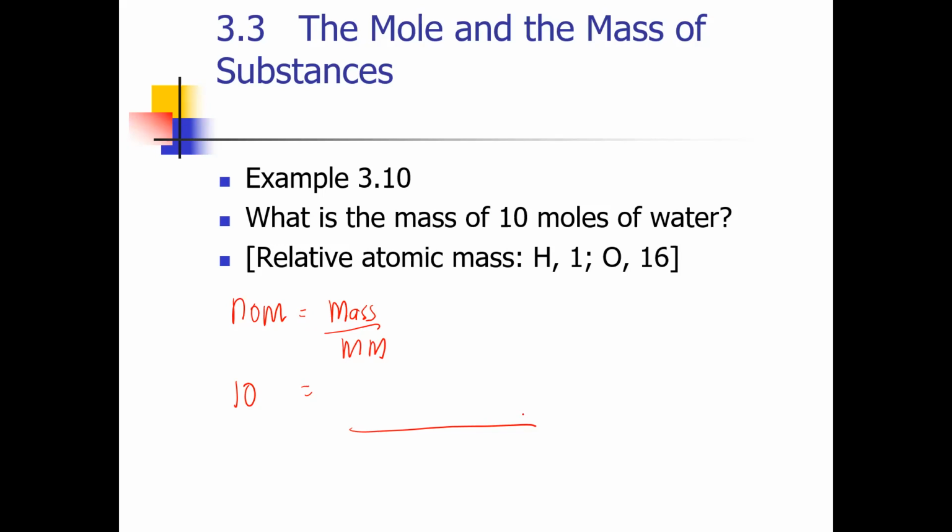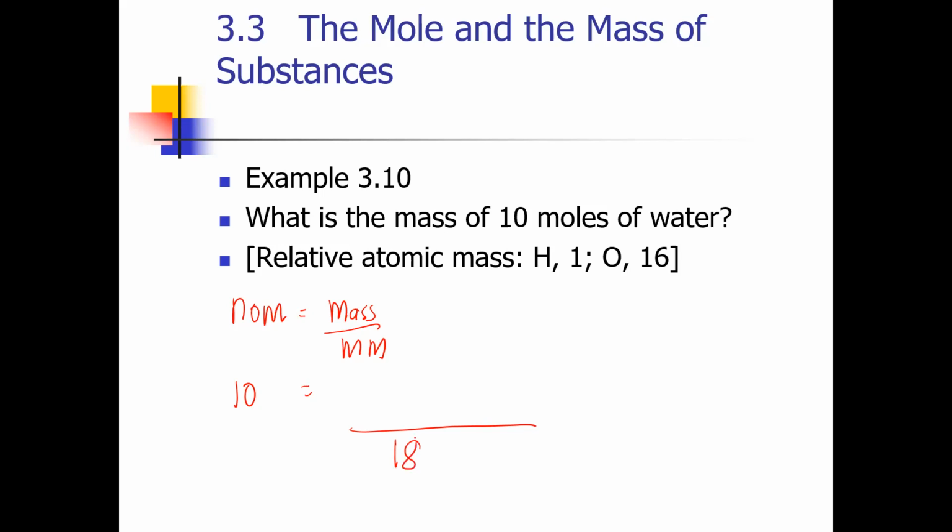Okay, 18 is correct. Now, how did you get 18? Chris? 16 plus 1 plus 1. Why? Because it's H2O and there are 2 hydrogens and 1 oxygen. Okay, perfect, well done.